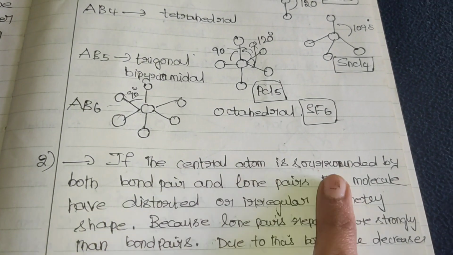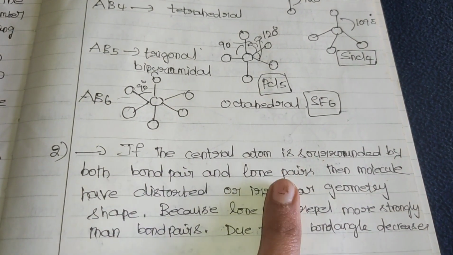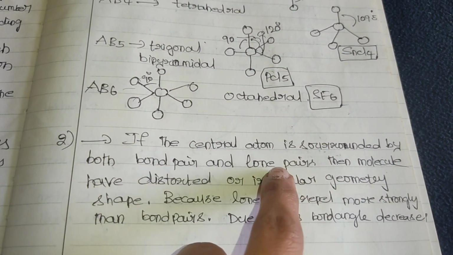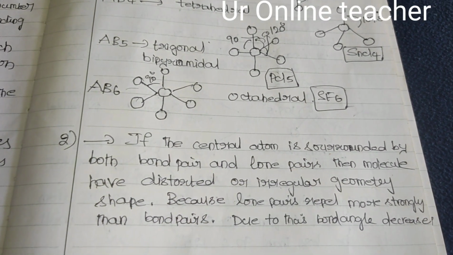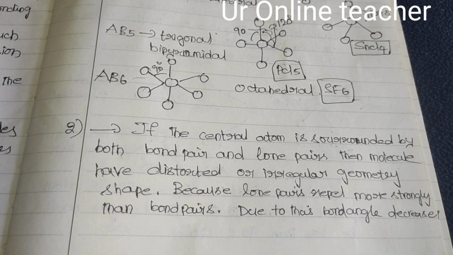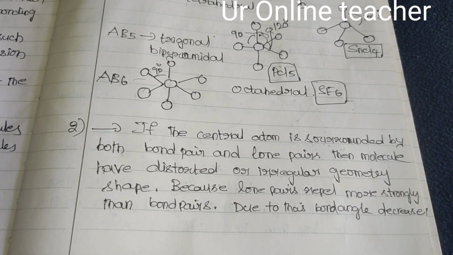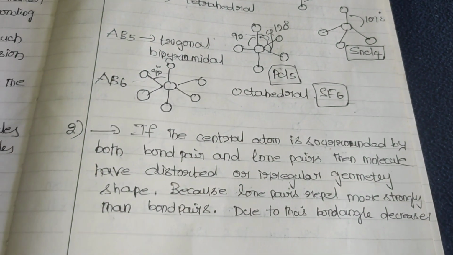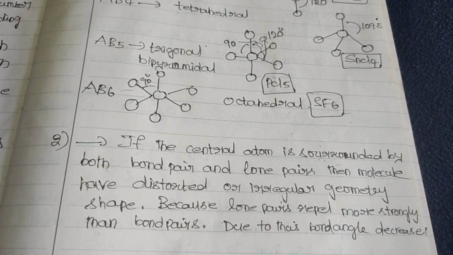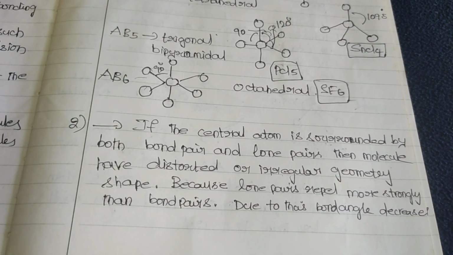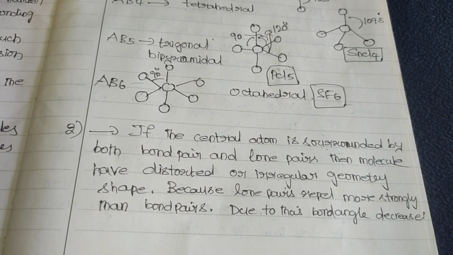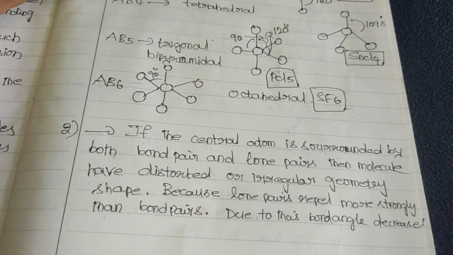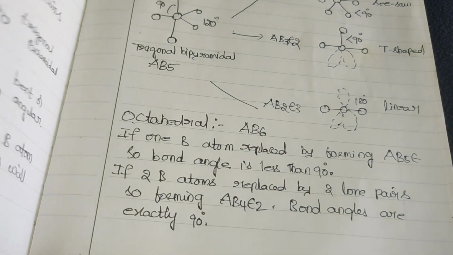If the central atom is surrounded by both bond pairs and lone pairs, then the molecule has distorted or irregular geometry. When lone pairs are also there, the molecule's shape becomes irregular, because lone pairs repel more strongly than bond pairs. So the geometry or shape changes, and because of this the bond angle also decreases. So let's see how.